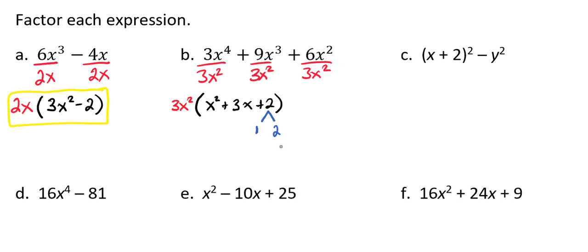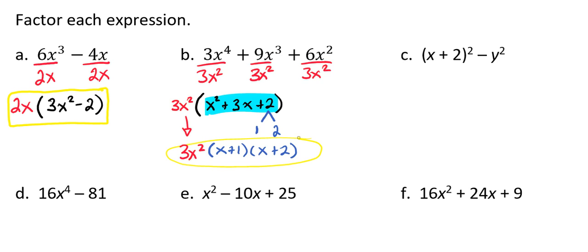So I'm going to be able to rewrite this piece right here as x plus 1 and x plus 2. And I need to make sure that I bring down that 3x squared because that's part of my answer. And now I see that I can't break it down any farther, and so this is going to be our solution. So now we have fully factored that expression. Let's take a look at letter C.